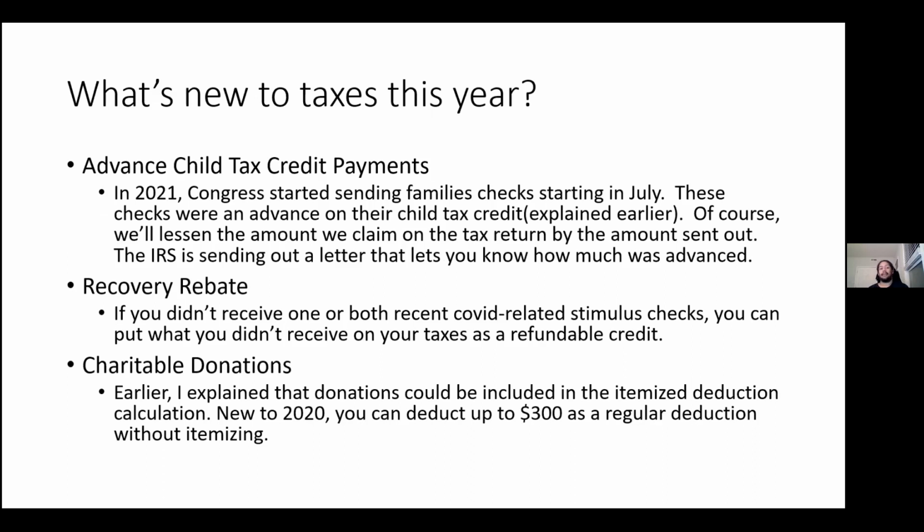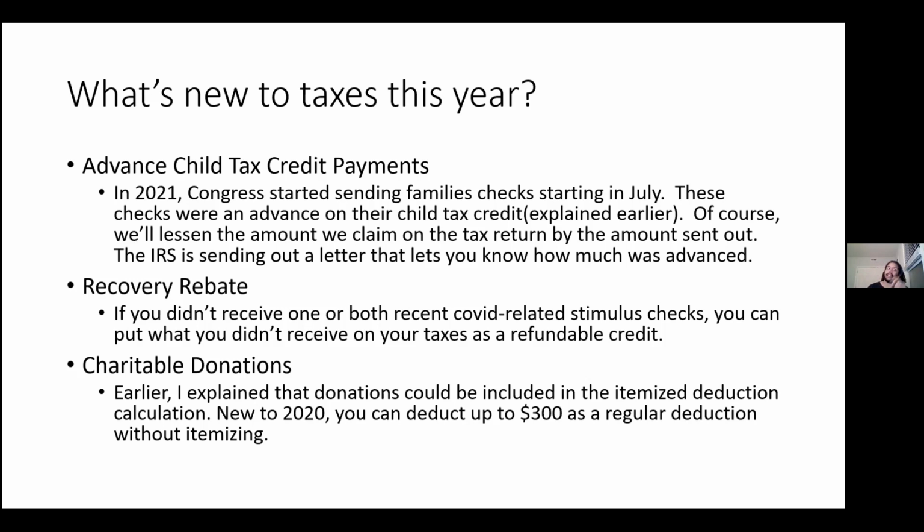We talked about the child tax credit. We talked about how there is a refundable portion and a non-refundable portion. We're going to look at it overall here. But in 2021, Congress started sending families checks starting in July. So the first checks went out in July this year.